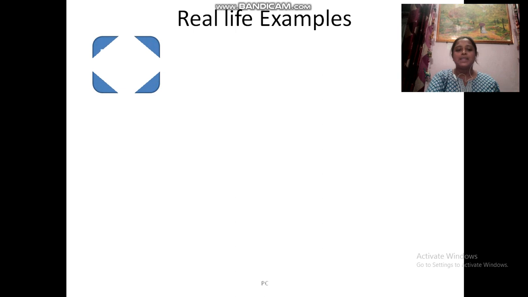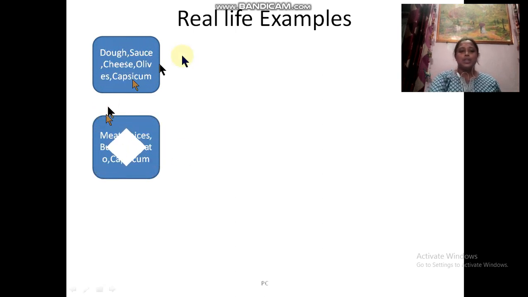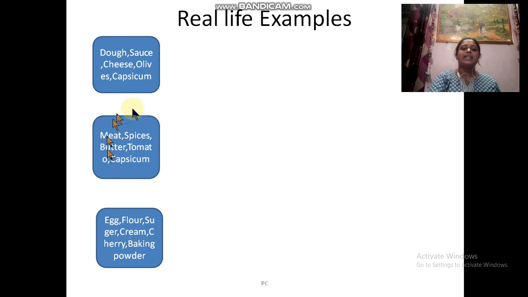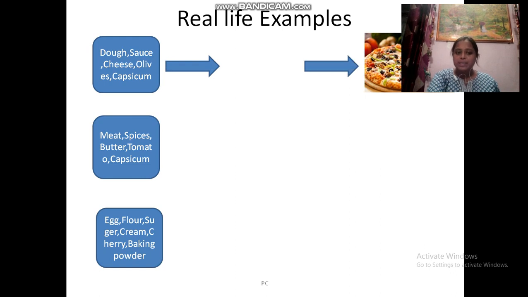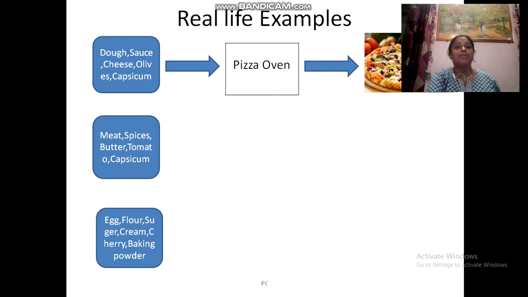Real life examples. See here, you can see some ingredient lists are given. These are different ingredients: dough, sauce, cheese, olives, capsicum. These are basically used for making pizza. Meat, spices, butter, tomato, capsicum. These are specially used for making kebabs. Now, pizza can be made by putting the ingredients properly into the pizza oven.